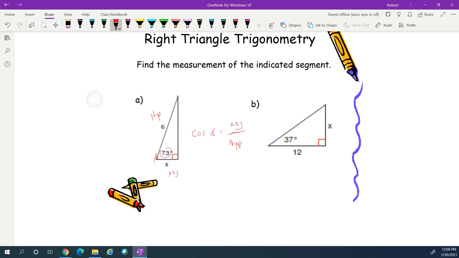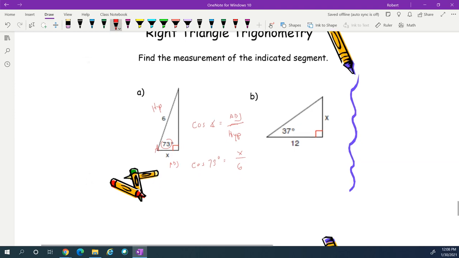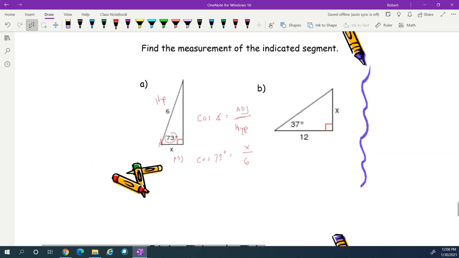So we're going to substitute cosine 73 degrees. The adjacent is x, and the hypotenuse is 6. I'm just going to shrink this a little bit. Grab our calculator. The cosine of 73 degrees, I got 0.292, and I have to round correctly. And that equals x over 6.